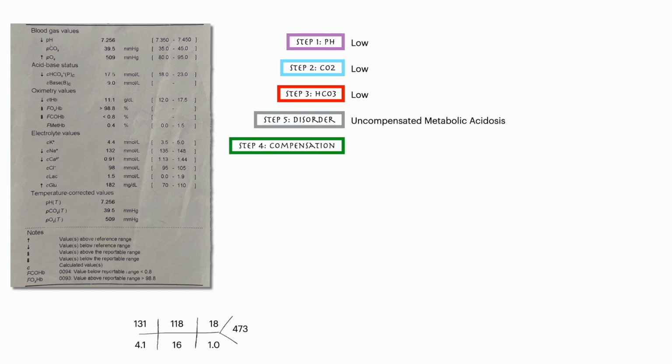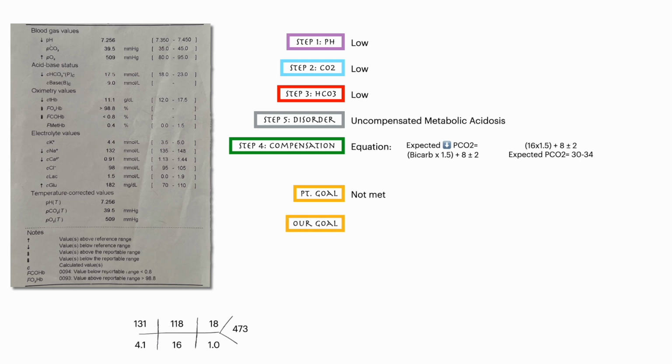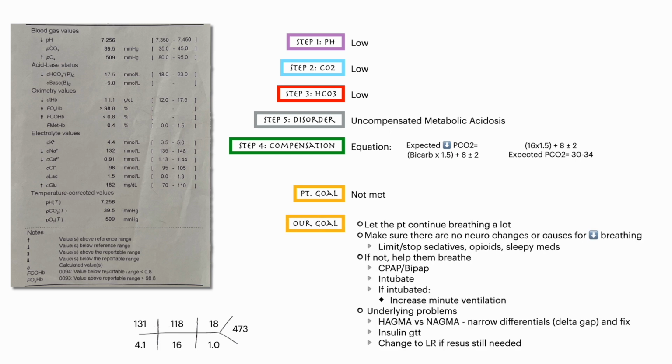How are they doing in their goals? We expect that this is going to be our Winter's equation that we're going to use, right? So bicarb times 1.5 plus 8 plus or minus 2 is going to give us an anticipated carbon dioxide level of 30 to 34. And are they doing that? No, they're not doing that. So this is the person we do need to help, particularly because they are acidotic. The pH is not good.